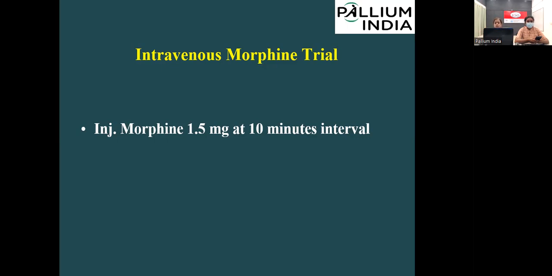And you start your morphine trial by giving one dose, that is 1.5. This is in our setting, we get a 15 milligram ampule. So when you dilute it, each ml is equal to 1.5 milligram of morphine. So you inject this morphine 1.5 milligram every 10 minutes. It is not a single dose. You inject every 10 minutes. Is there anything that you give before giving morphine in your setting? Just before giving morphine, is there any drug that you want to give to avoid some side effects?